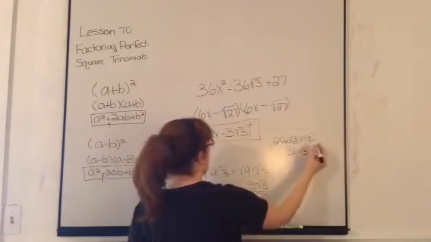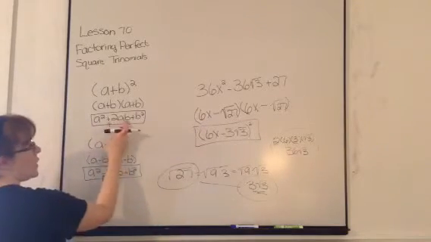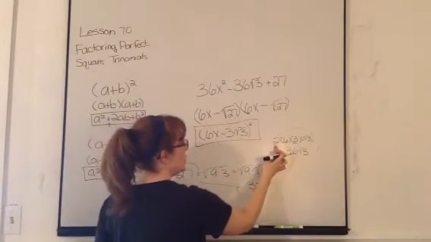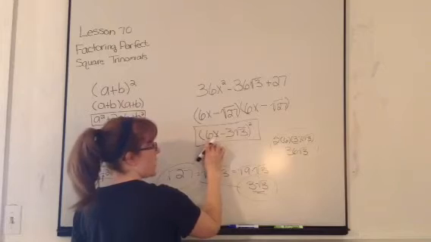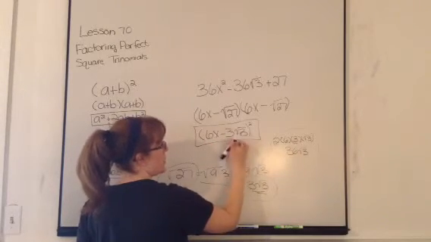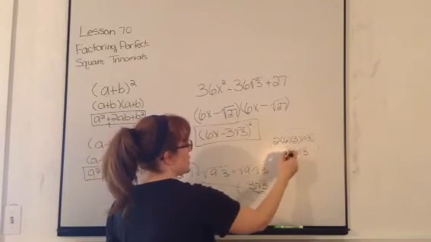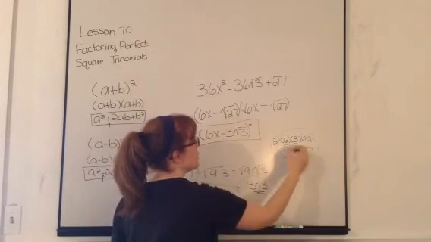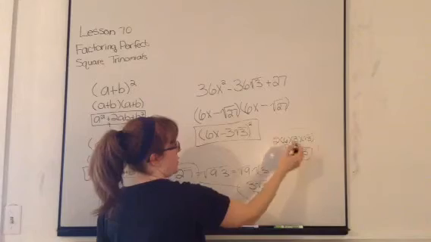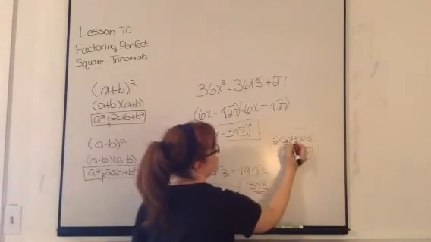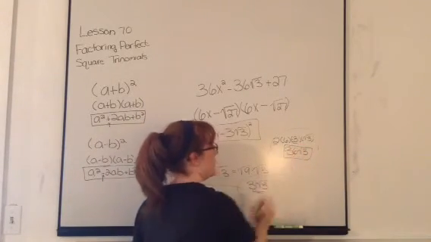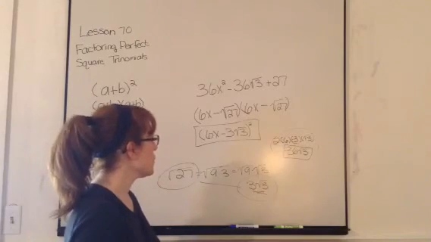And I'm getting this right here from the 2ab. There's 2 times a, which is 6, our a, and then b was our 3 times the square root of 3. That's how I came up with this. Just to check to make sure that my middle term here matches that one. So this would actually be a negative 3, and that would be negative 36 times the square root of 3.